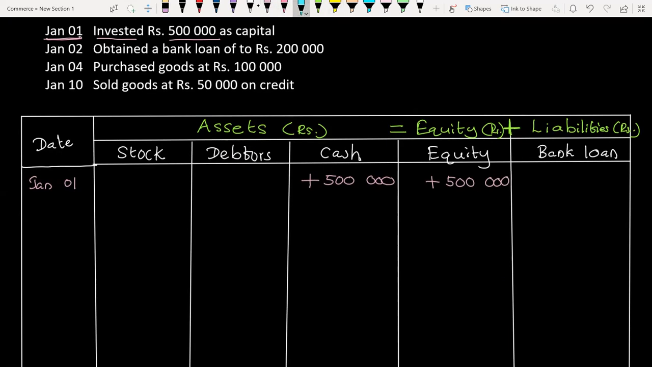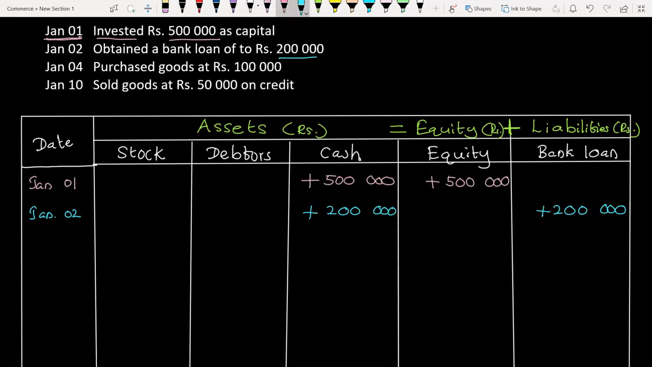Let's move into the second transaction, January 2nd. Obtain a bank loan 200,000. So cash increases by 200,000. And on the other hand, liabilities increase by 200,000 because of this bank loan. Bank loan is a liability.